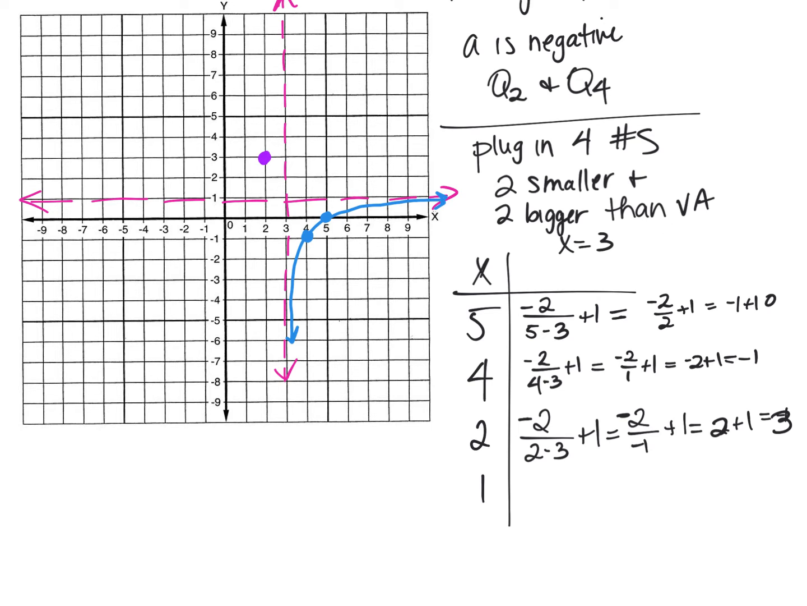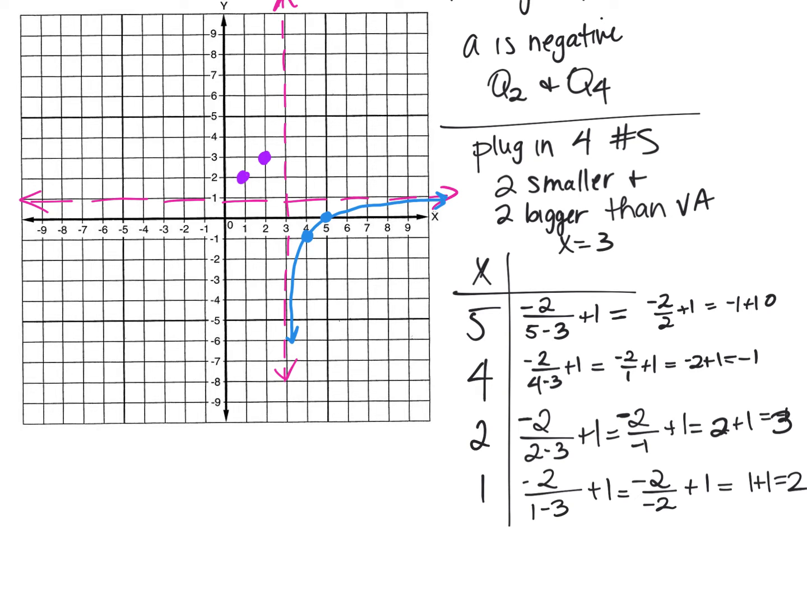Yeah. Now this point, the second point I have on here, is right 2 and down 1. So if I go left 2 and up 1, I get a point right there. So 1 comma 2, let's see. Do I get 2 when I plug in 1? -2 over 1 minus 3 plus 1. -2 over -2 plus 1 is 1 plus 1 equals 2. Is that what I got? 1 comma 2? Yeah, right?